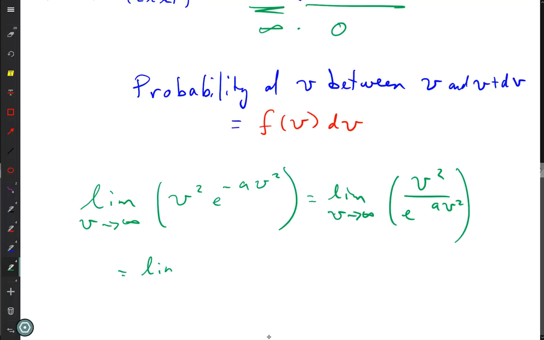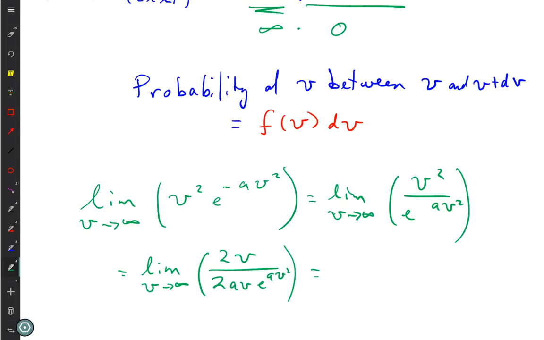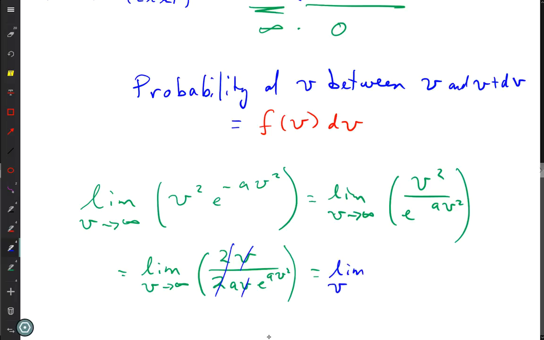Take the derivatives of the top and the bottom. So the derivative of the top, 2v. That was tough. Derivative of the bottom, 2av e to the av squared. Thank you. Man, I don't mean to make mistakes, just for the record. So now I can look at this. I'll cancel the 2's. I'll cancel the v's. This is equal to the limit as v approaches infinity of 1 over a e to the av squared.